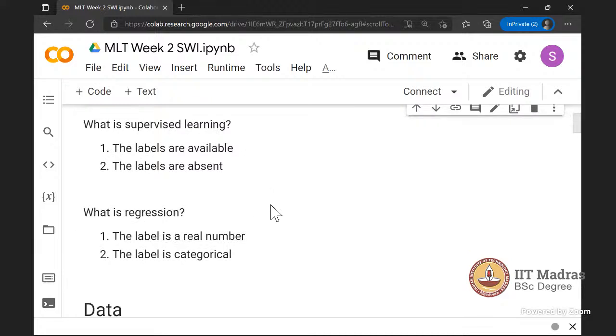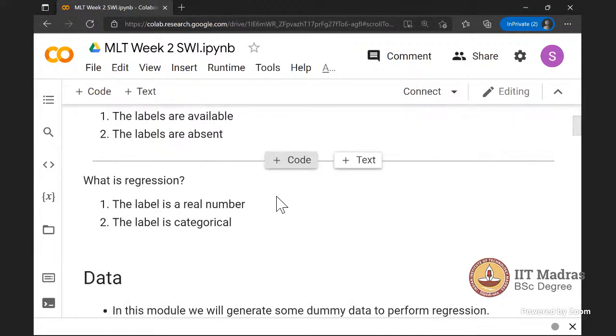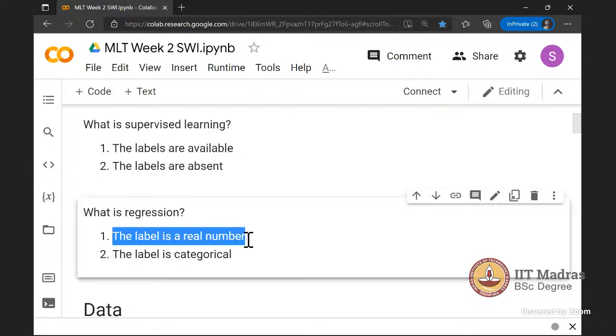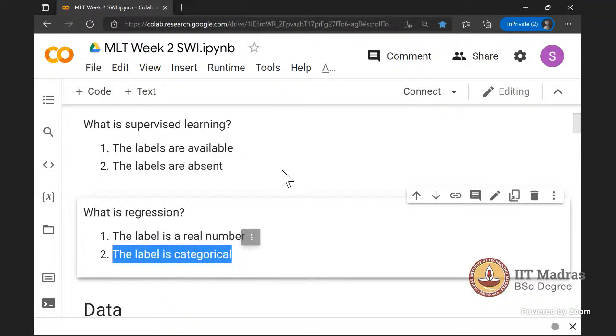Next one is what is regression? The first one. Real number. Right. So supervised learning problems are classified into two types. One is regression, the other one is classification. If the output or label that you want to predict is a real number, then it is a regression problem. Otherwise, it's a classification problem.